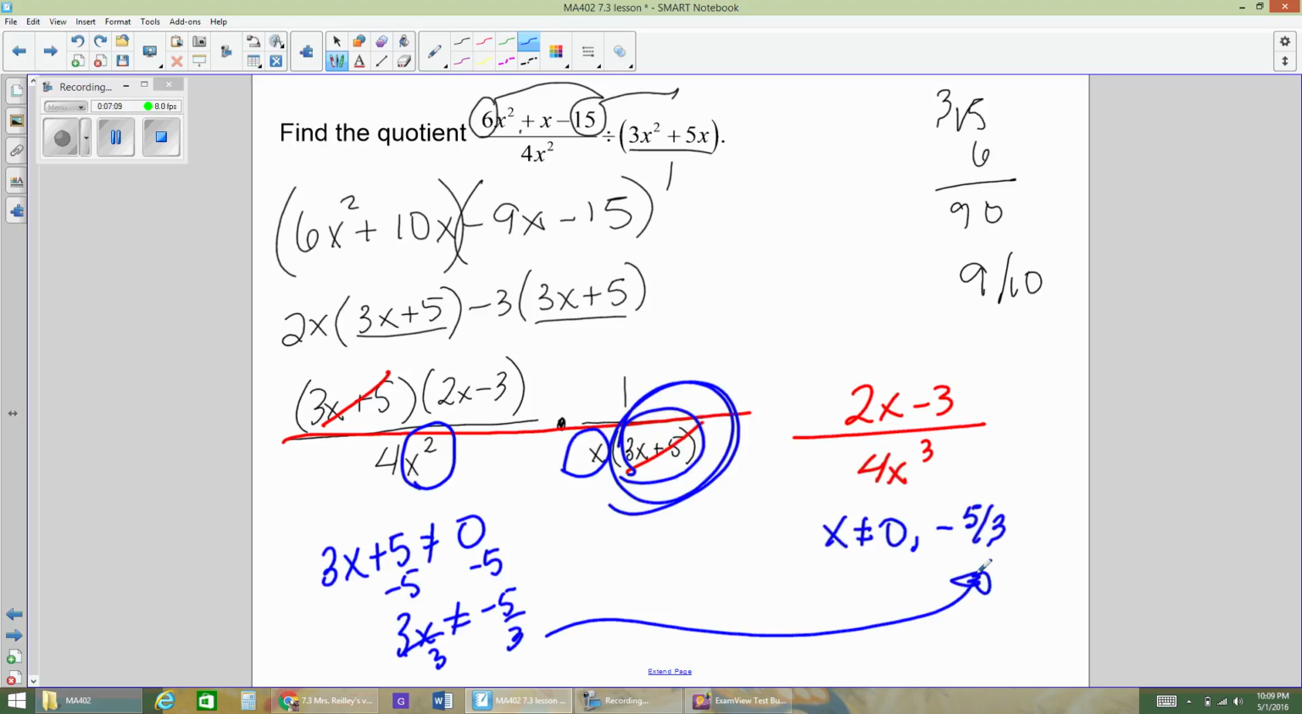Okay, so that sums up what the textbook wants you to learn for Chapter 7, Section 3.